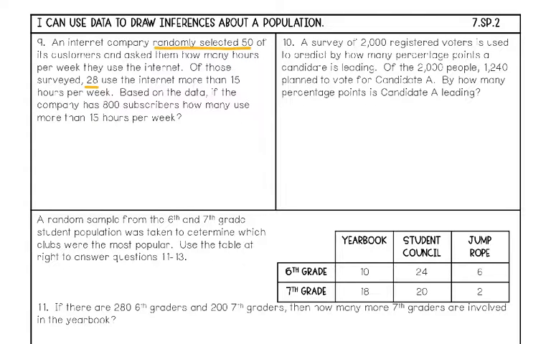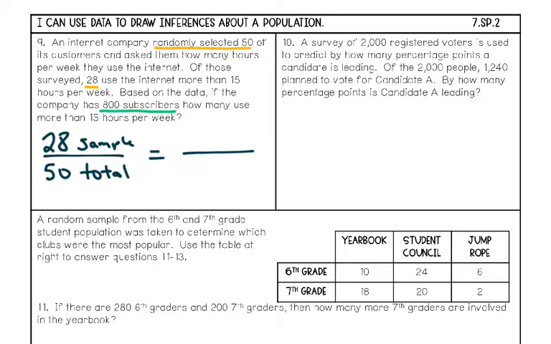Based on that data, if the company has 800 subscribers in total, how many use more than 15 hours per week? So let's set up our proportion with the fraction that we have already. I saw that 28 of the randomly selected 50 is a fraction. 28 is the sample, 50 is the total. And we're going to compare that to the 800 subscribers total. So I set up my proportion, and then I decide that the 800 subscribers is the total, and that needs to match the fraction on the left. So I'll put that on the bottom.